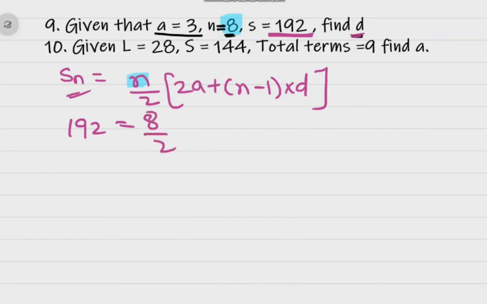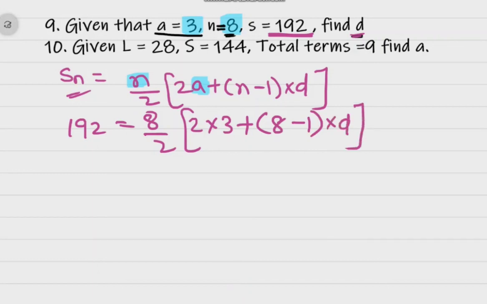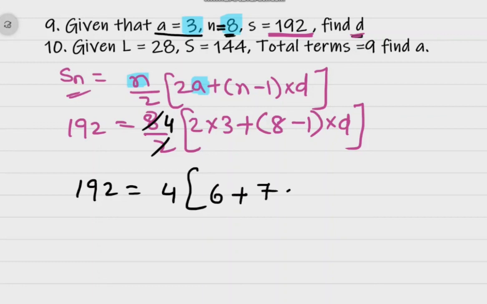So 8 by 2 into, our a is equal to 3. So for a we shall put 3. So 2 into 3 plus, again for the value of n you are putting 8 minus 1 and you don't know the value of d. Now from here simply you cancel, 2 4s are 8. So you will be getting 192 is equal to 4. In the bracket you have 6 plus 8 minus 1 is 7d.